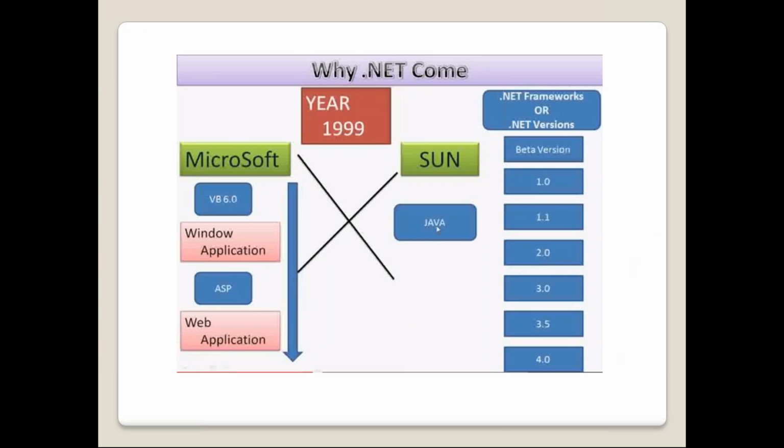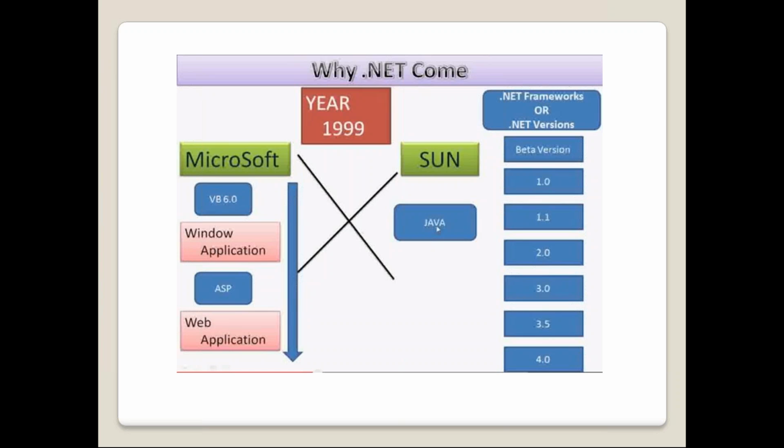Before it was not there, we used to use Java and all those things. Java was developed by Sun Microsystems, and Microsoft developed .NET. Here on the right side you can observe many different framework versions, beta version, 1.0, 1.1. These are the different .NET frameworks. It released a beta version, and every year it is releasing new framework versions.